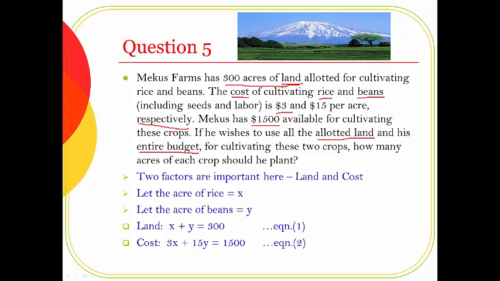Does it make sense? And then for the Y, it is $15 per acre. If you have 2 acres, it is $30 because it's 2 times 15. If you have 3 acres, it is $45. If you have 4 acres, it is $60. So if you have Y acres, it's going to be Y times 15, which is 15Y. And the total amount for cultivating these crops is $1,500. So you apply the sense in arithmetic to algebra.